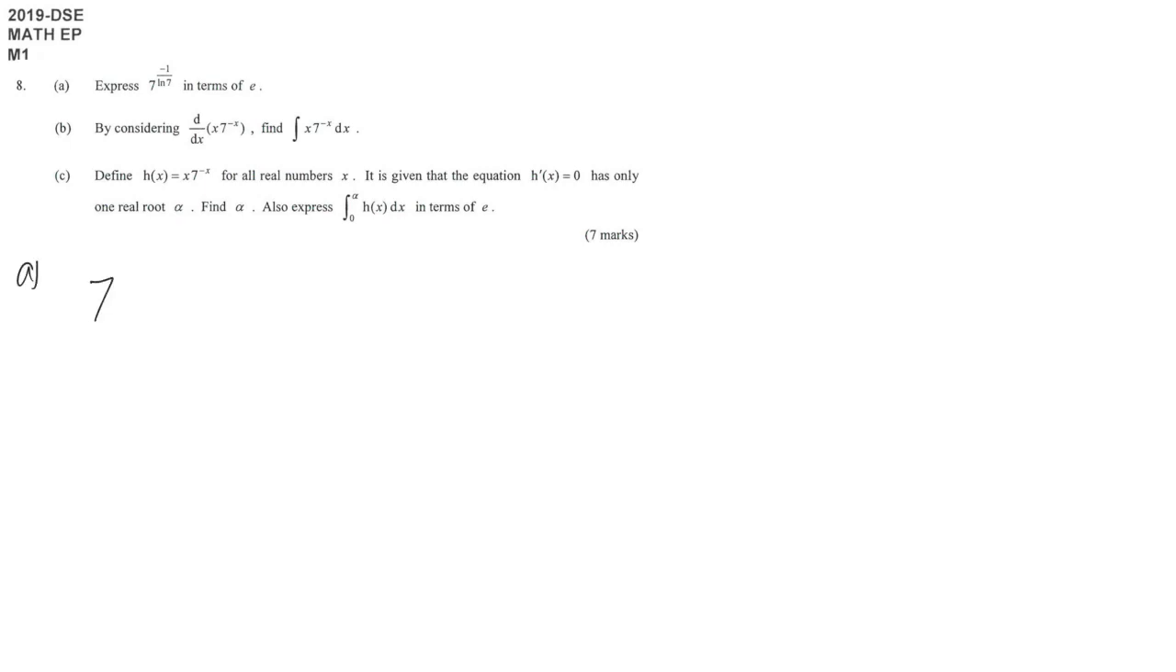In question A, 7 power of something. And then we are asked to express this item in terms of E. A very important thing is we need to create E. It's okay. Then we need to think about what is its opposite. The opposite is natural log of something.